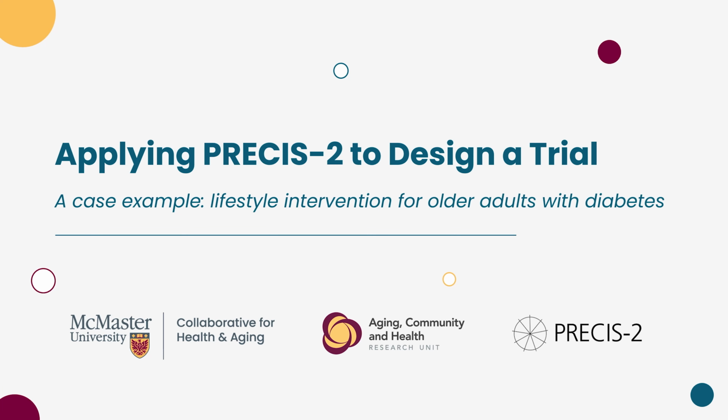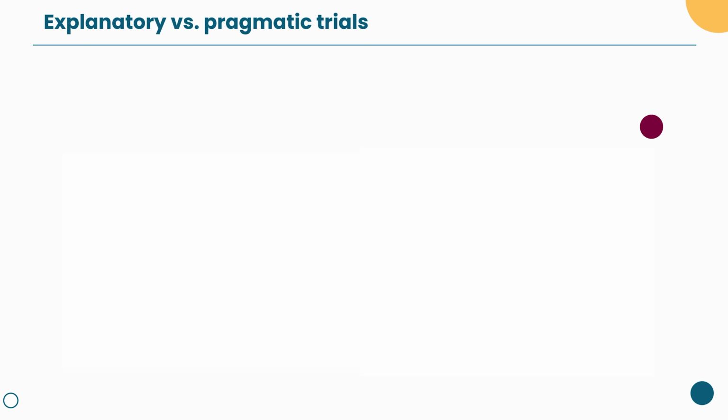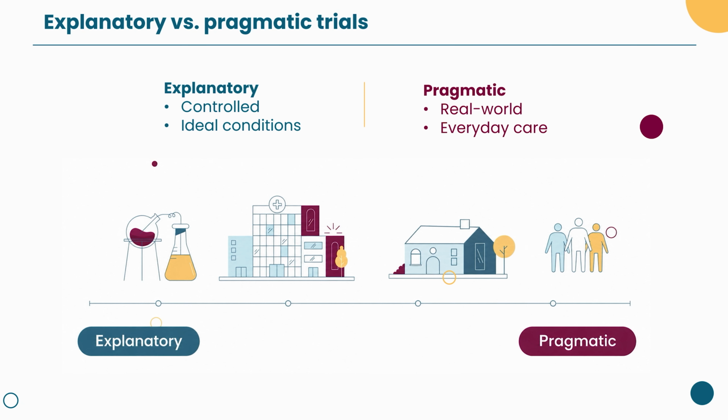Clinical trials have long been the primary way we test the effectiveness of healthcare interventions for older adults. Broadly, trials fall into two categories: explanatory and pragmatic. Explanatory trials test whether an intervention works under optimal conditions. Pragmatic trials evaluate how well interventions work in real-life practice. Pragmatic trials have gained momentum in recent years because many findings from explanatory trials often fail to produce results that are seen in routine practice.